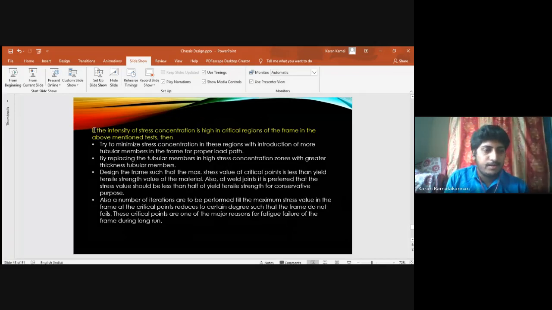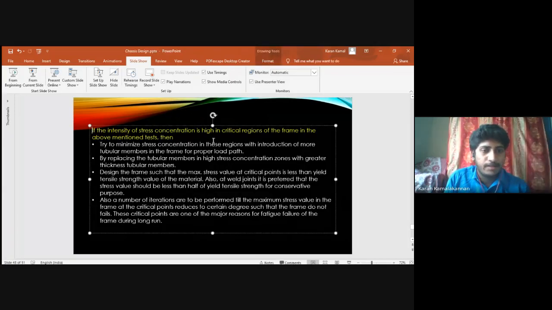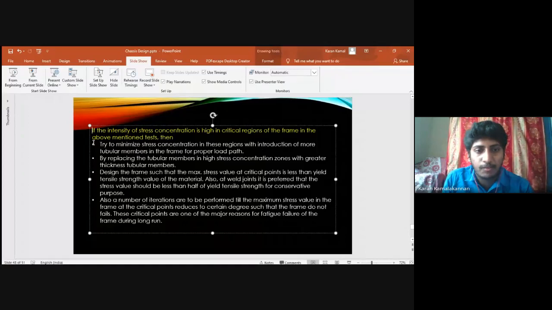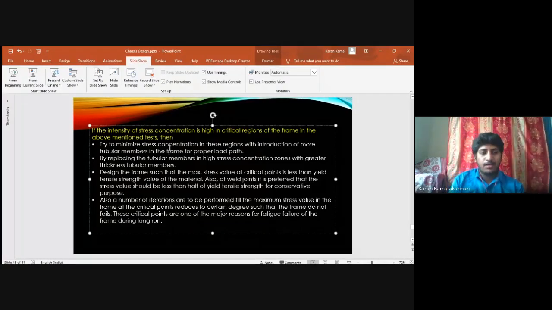Yeah, this is one of the things where optimization takes place, and I will give some idea about it. If the intensity of stress concentration is higher in critical regions, like, as I said, the nodes or welded joints, what should we do? Try to minimize stress concentration in those regions by introducing more tubular members. As I said, if concentration is more, you can distribute the load by adding more members, or divert the load path, reducing the load by taking it through another member. Okay, that thing you can do.